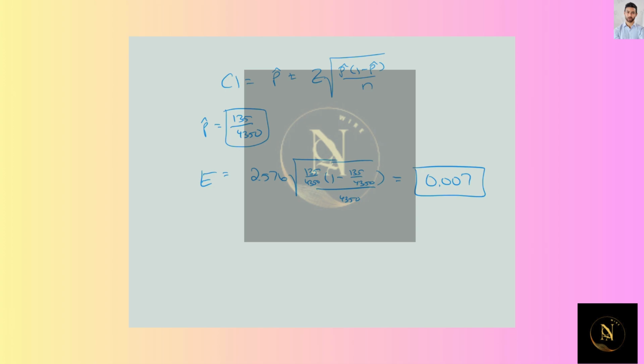And now into part C, the lower boundary would be taking our point estimate, 135 out of 4350, and then adding and subtracting that margin of error. And so the lower boundary is 0.024, and our upper boundary from adding is 0.038.